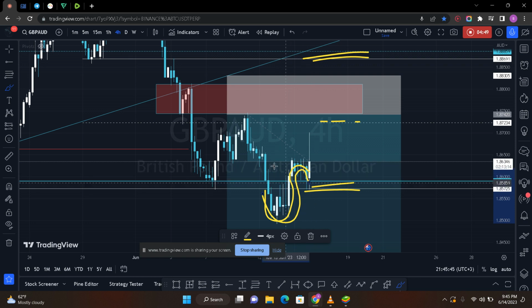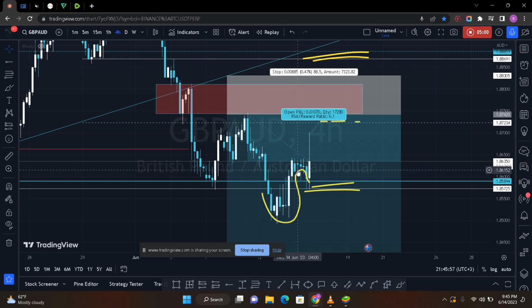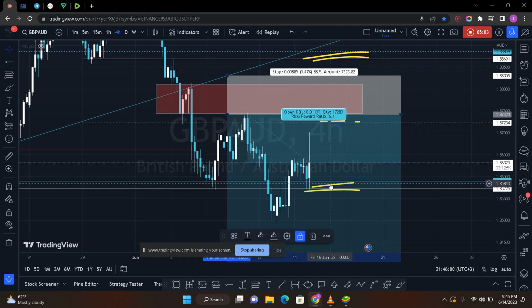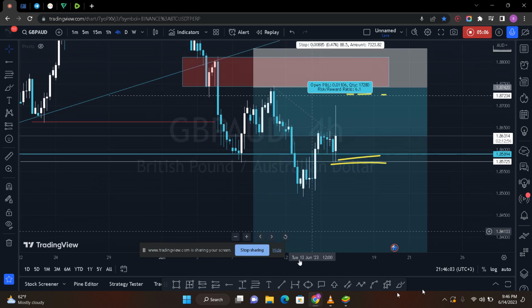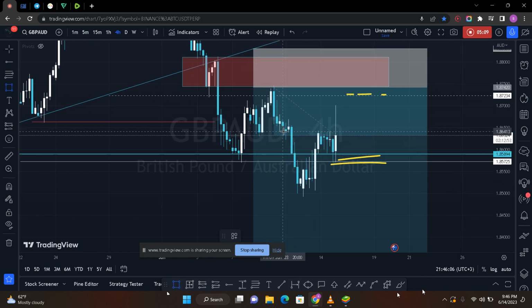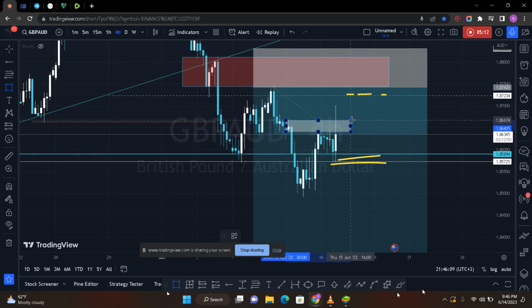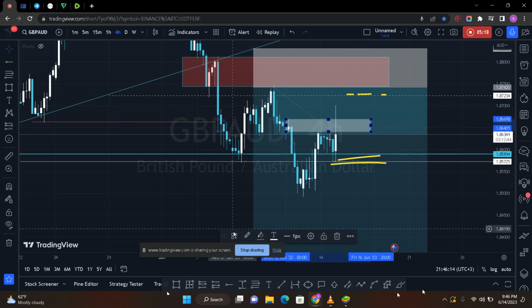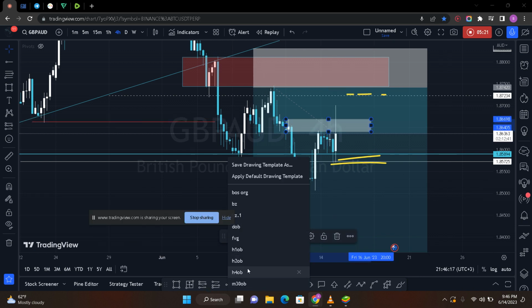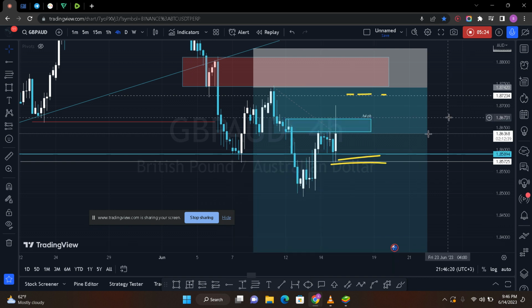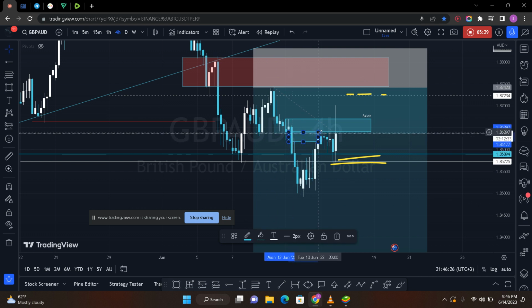So I didn't expect price to push higher than this 4 hour order block right here. Now let me show you why. Just a moment. Okay. So I did not expect price to push higher than this. So I placed my limit orders right at this 4 hour order block right there. And there was more confidence because right here was a fair value gap.